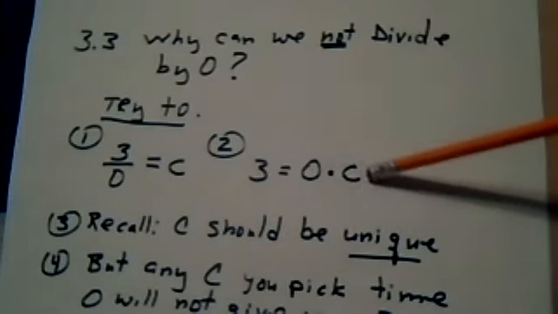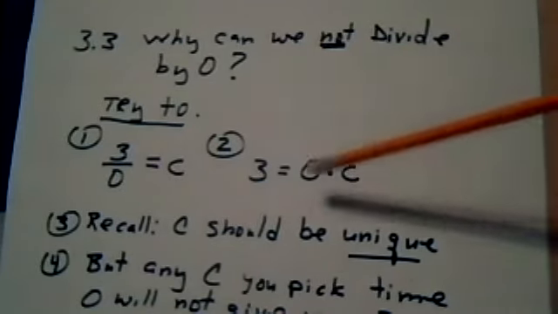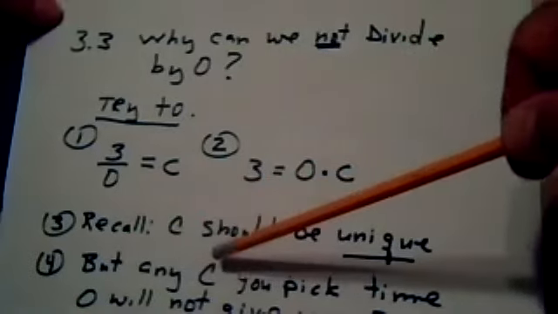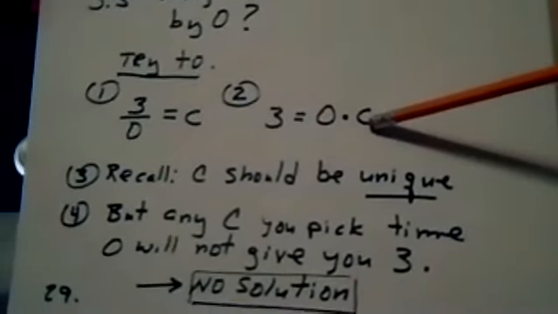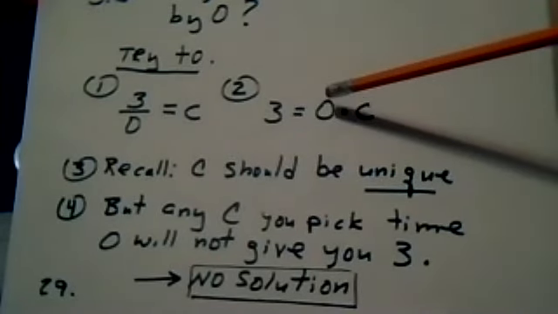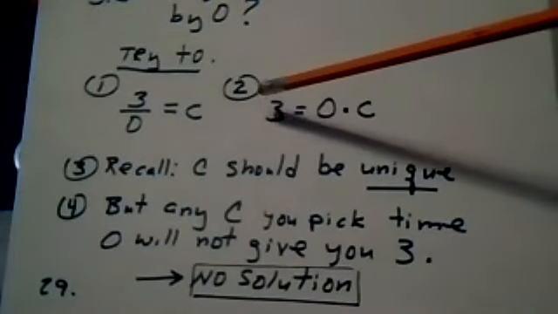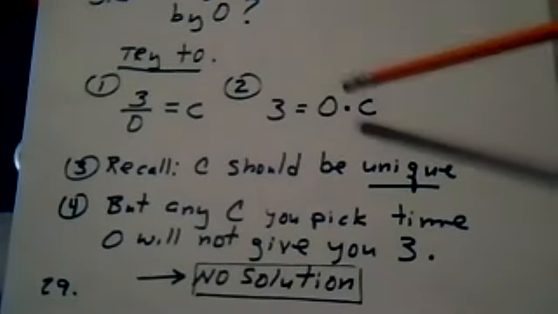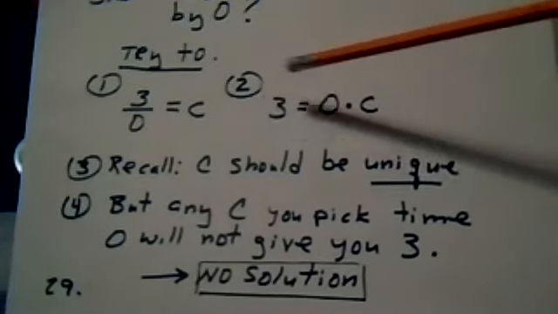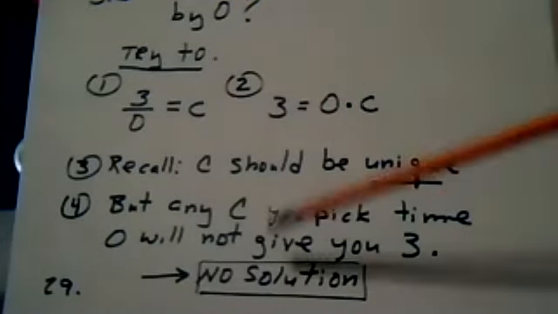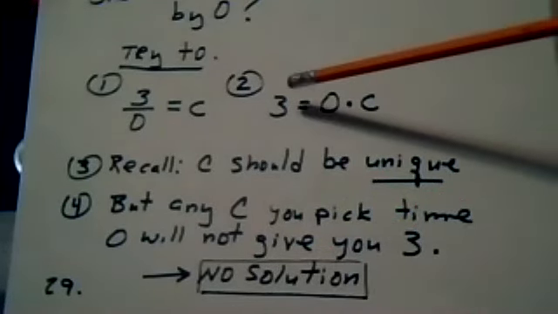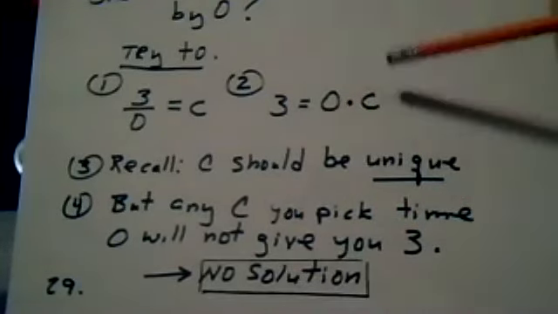And remember, C should be unique. But any C you pick here, it doesn't matter which one, times 0 is not going to give you a 3. So we don't have a C out there that's unique that will give me a 3. Actually, it doesn't even give me a 3. So there's no solution. It's not a unique C. There's no C out there. So there's no solution because it doesn't exist.